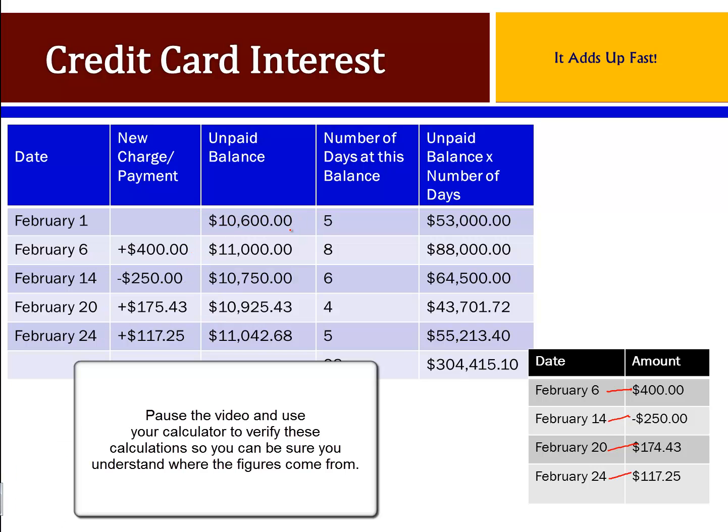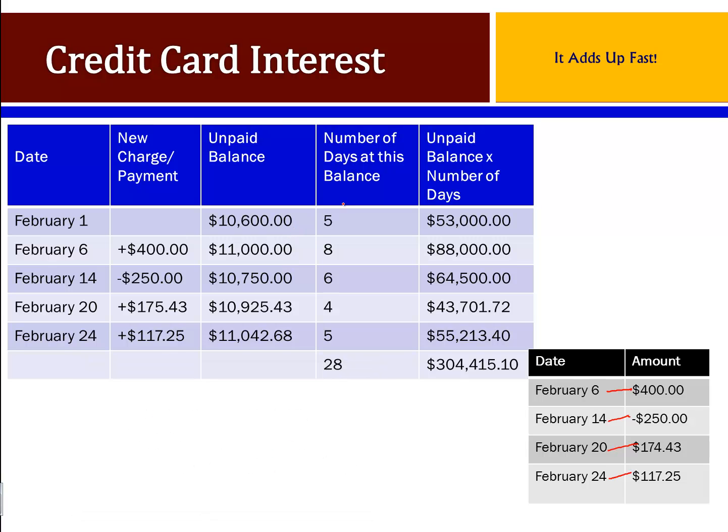But it's also important to note that each one of these balances is carried for a number of days. So we have to next calculate the number of days that the credit card carries the particular balance after the activity has occurred. So from February 1st through the 5th, the balance stayed unchanged at $10,600. Now that's 5 days. That's the 1st, 2nd, 3rd, 4th, and 5th. Now you can get that by subtracting 6 minus 1 to get the total of 5 days. And then you can see that the next entry at 400 changes the balance to 11,000, and it stays that way for 8 days. 14 minus 6 gives us 8 days.